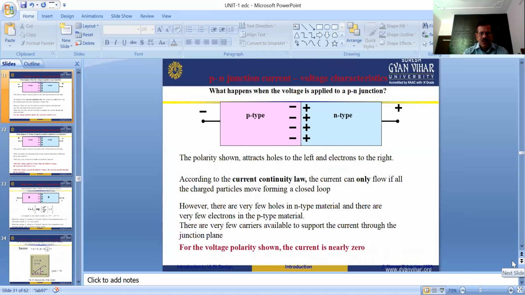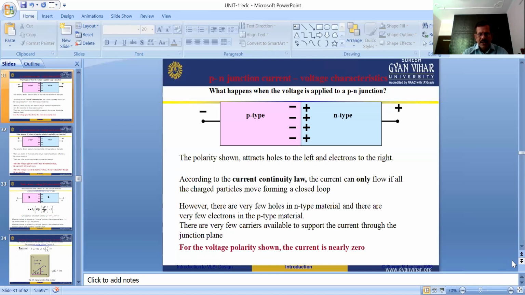Now the polarity shown attracts holes to the left and electrons to the right. Now we form a PN diode, which has two terminals, a positive terminal and a negative terminal. The positive terminal is the anode and the negative terminal is the cathode. So this formation forms a PN junction diode, which has an anode terminal and a cathode terminal.